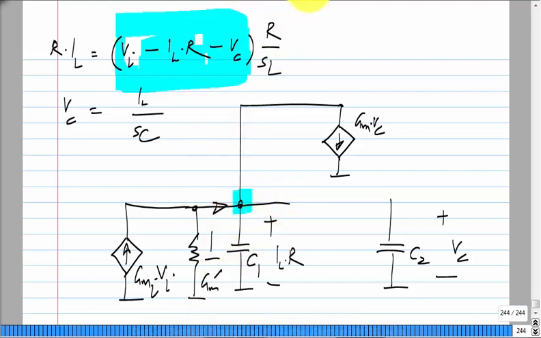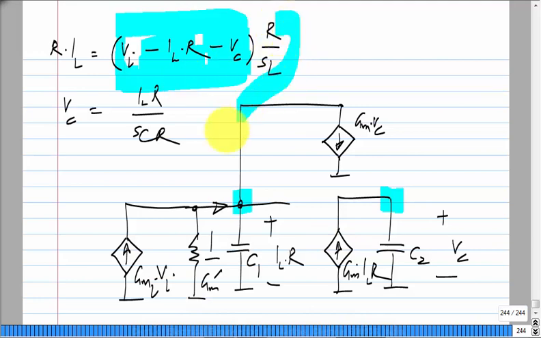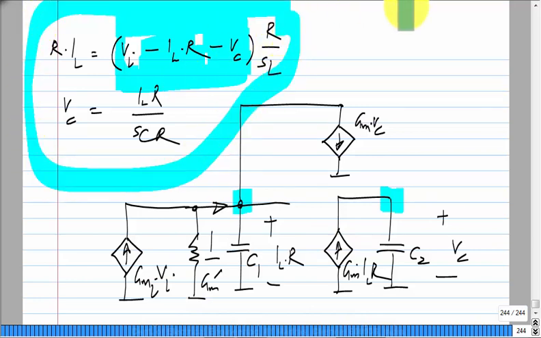And what about this one? The current through C2? It is proportional to ILR, right? So, you just need that. Okay. So, I will put Gm, but it could be some other value. Okay. So, what we have implemented is exactly the same set of equations using voltage controlled current sources and capacitors. Okay.